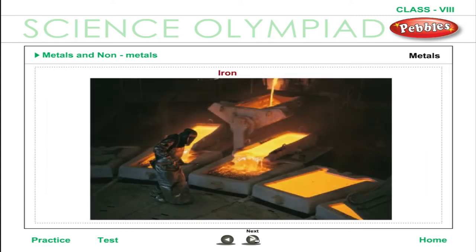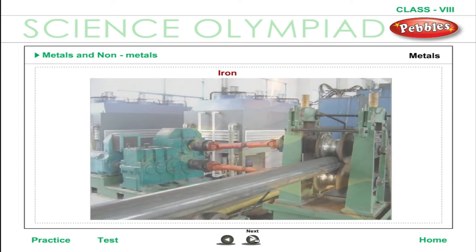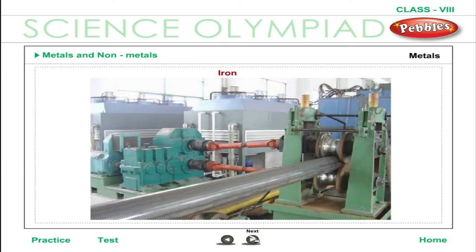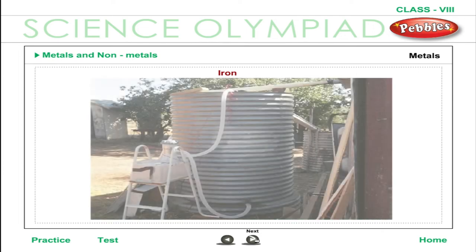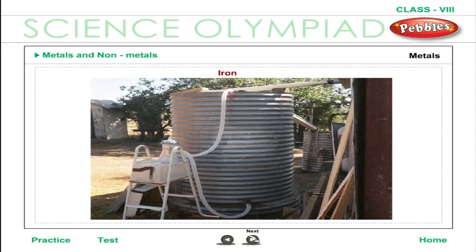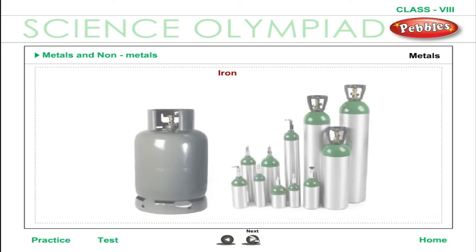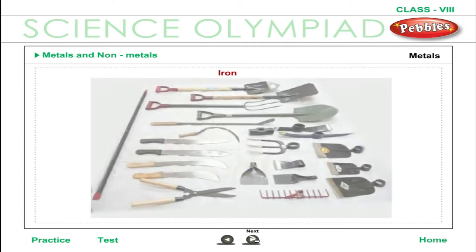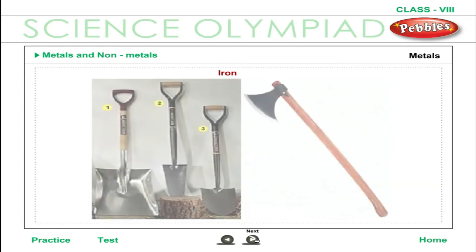Uses of metals. Iron. It is used in making pipes, tanks, cylinders, agricultural tools, nails, etc. Steel is used to make bridges, ships, buildings, utensils and machine parts. Steel is formed by mixing iron with other elements.